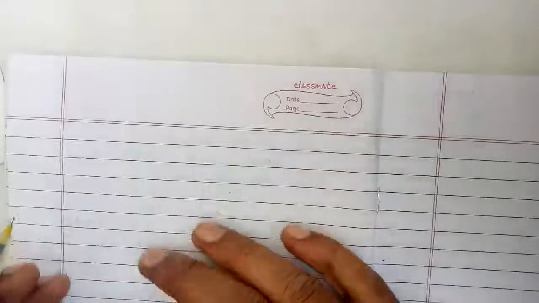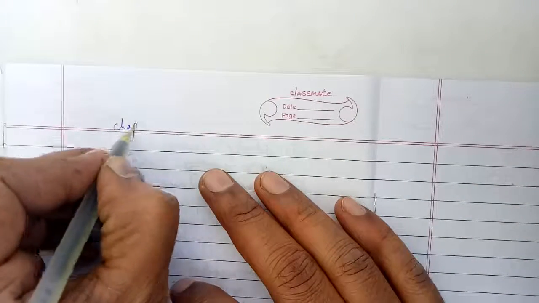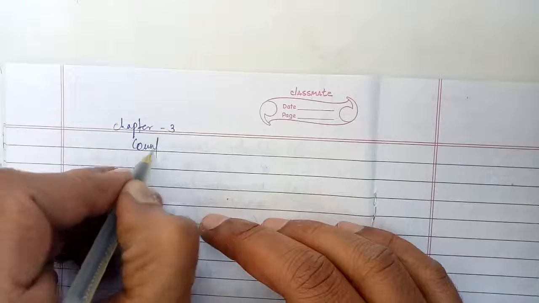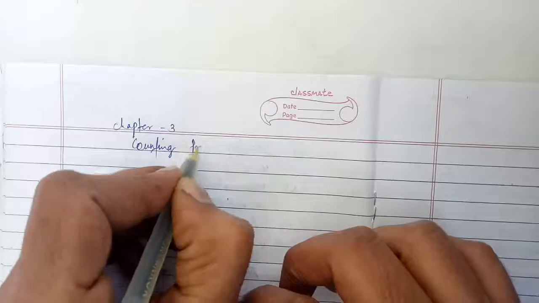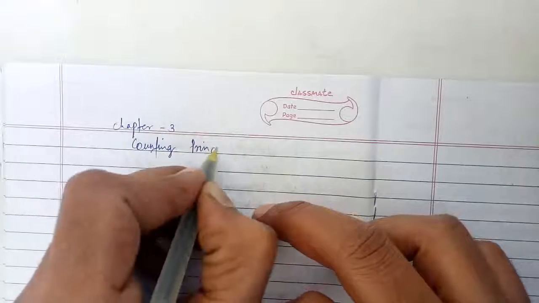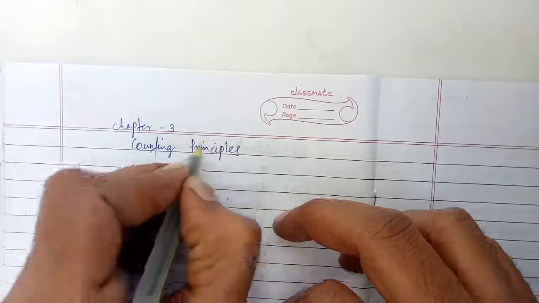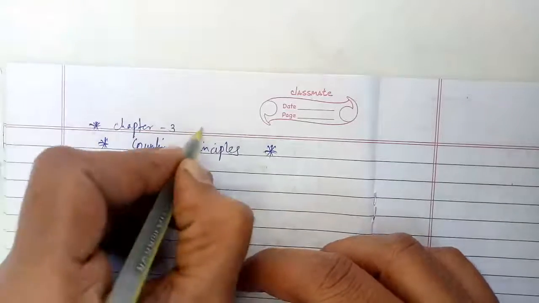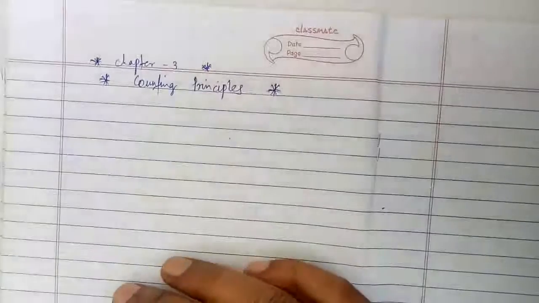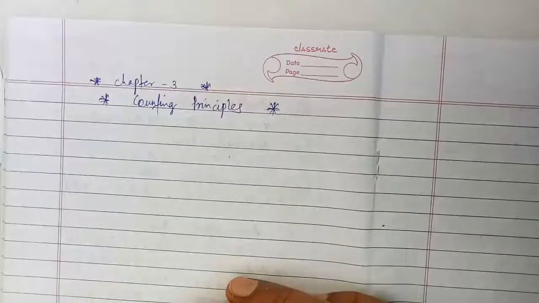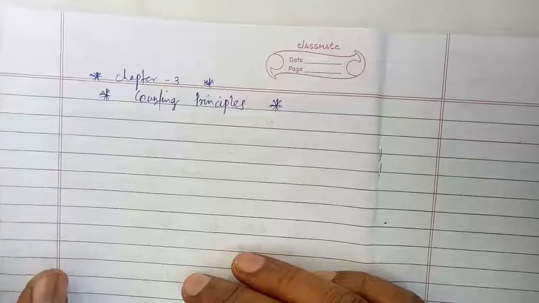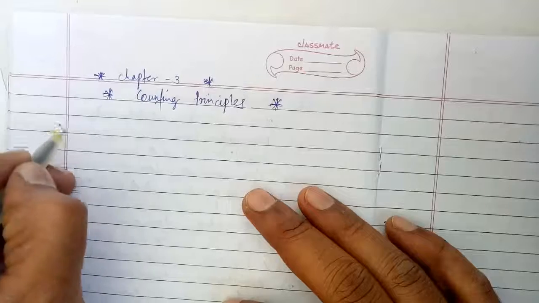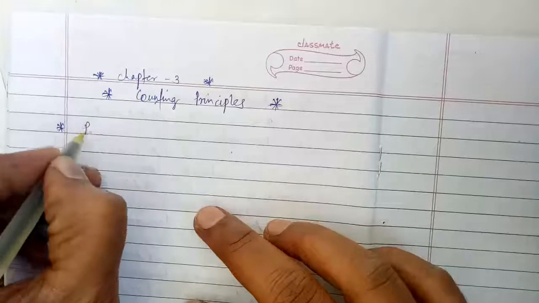Hello friends, in today's lecture we are going to discuss a new chapter, chapter number 3, counting principle. In this chapter we are going to discuss permutation and combination formulas. All of you are familiar with permutation and combination. Permutation means arrangement and combination means selection. So we have to discuss what is meant by permutation.